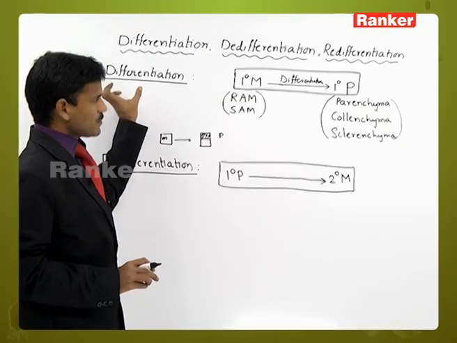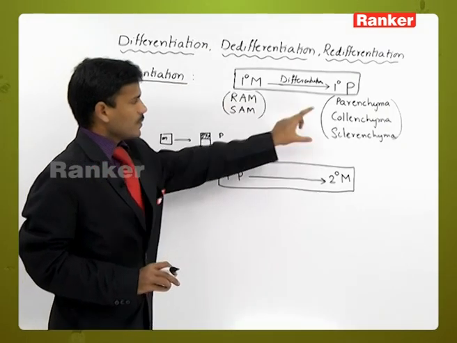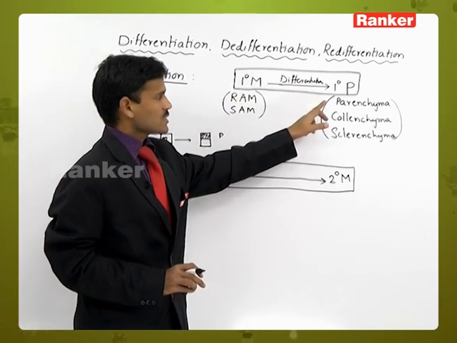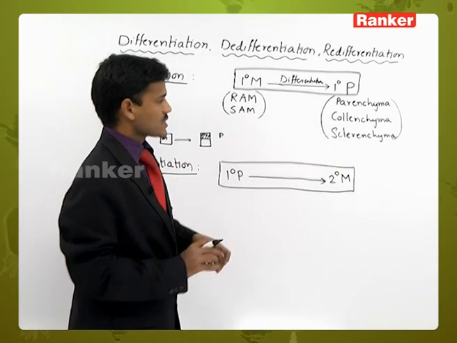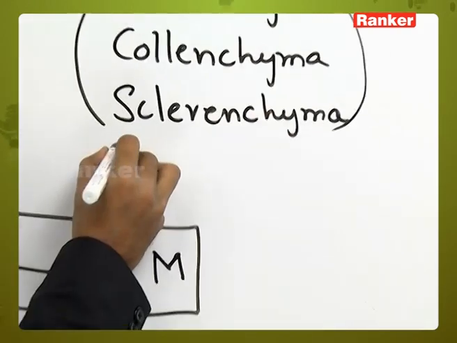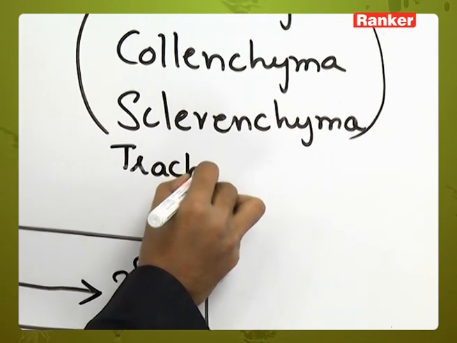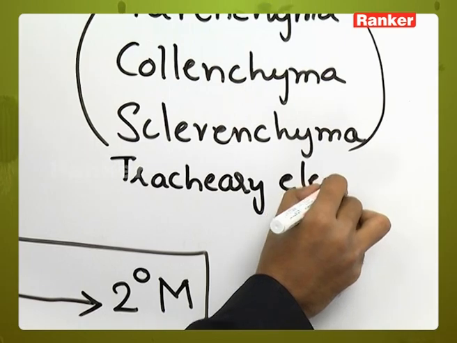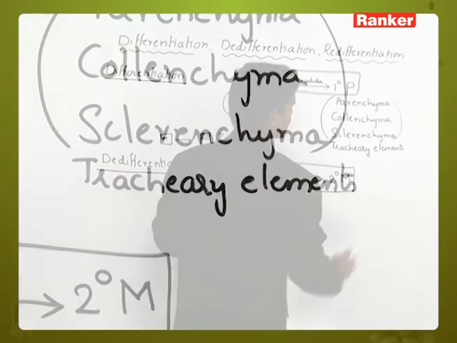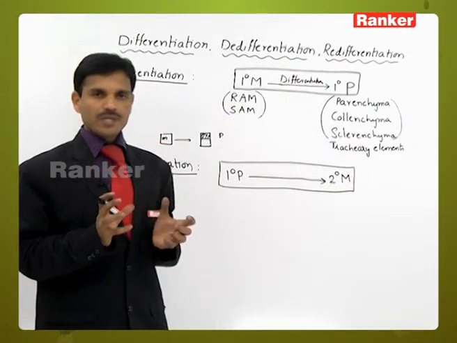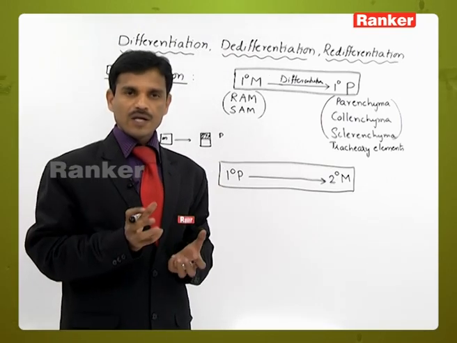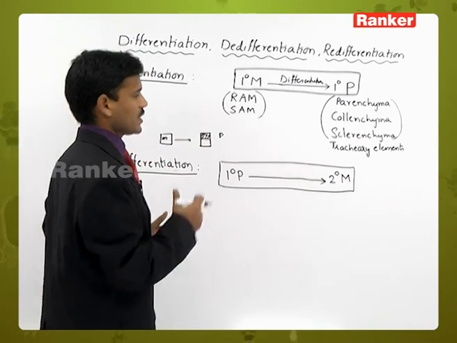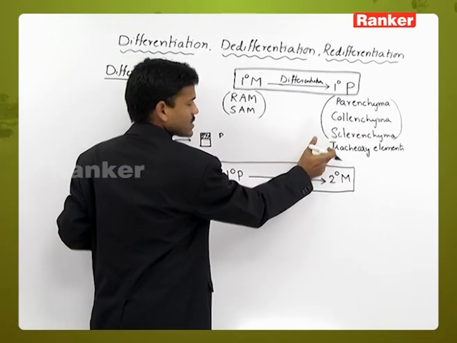By the differentiation method, the permanent tissues are produced from the meristematic tissues, and they are involved in some functions. For example, tracheary elements are involved in functions like water conduction. During differentiation, the cell walls are thickened and the protoplasm is lost, and they are involved in some functions.